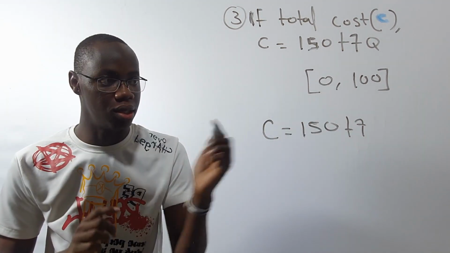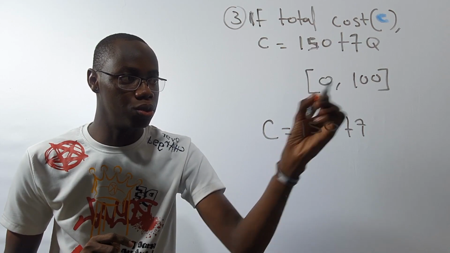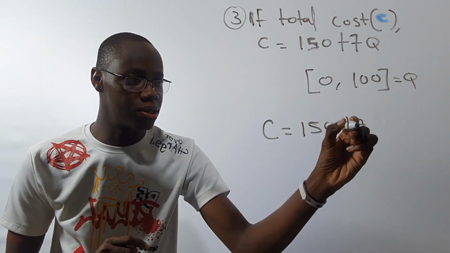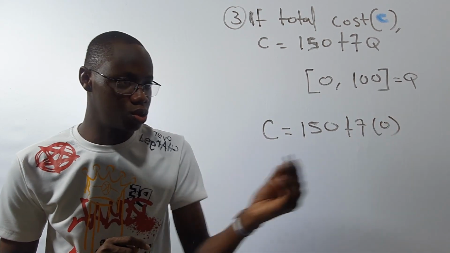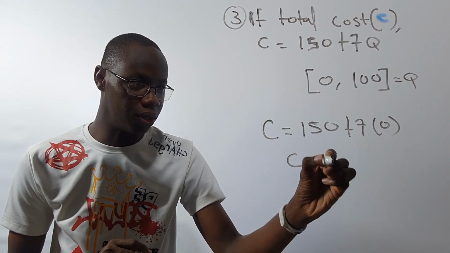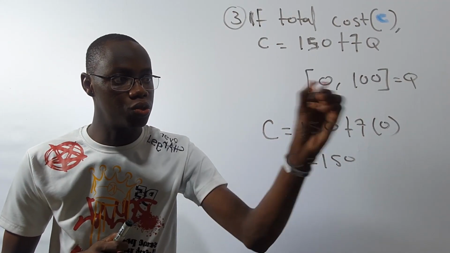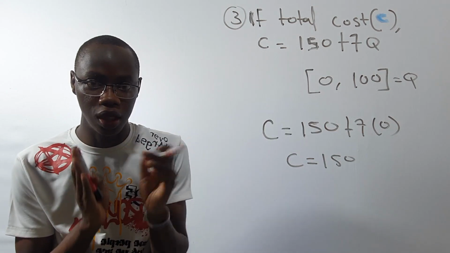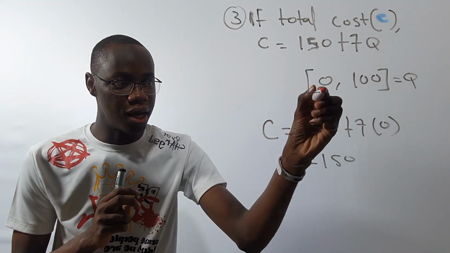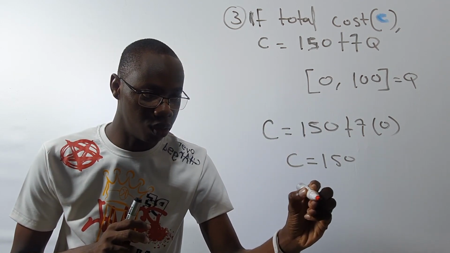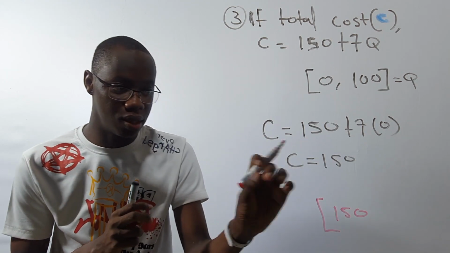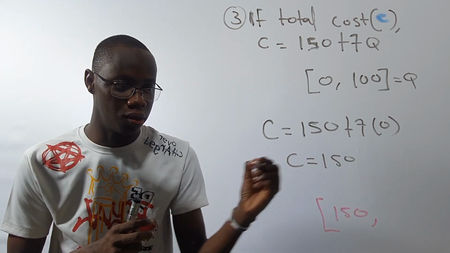Let's find the first side. So just put 0 for Q, because both of them are Q, but this is just a limit. So put 0 inside Q. If you solve this, 7 times 0 is 0, so C is 150. When Q is 0, the minimum limit of the domain, the range, or what it will give us, will be 150. At least, that's the least cost, right?